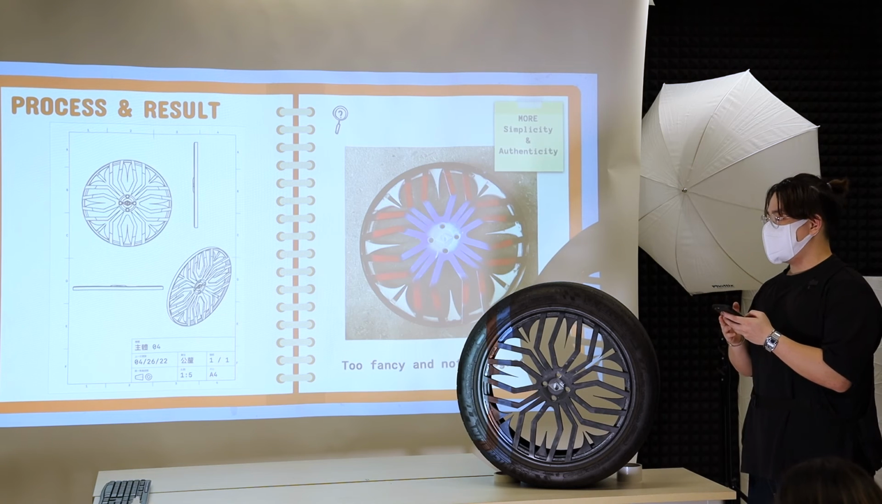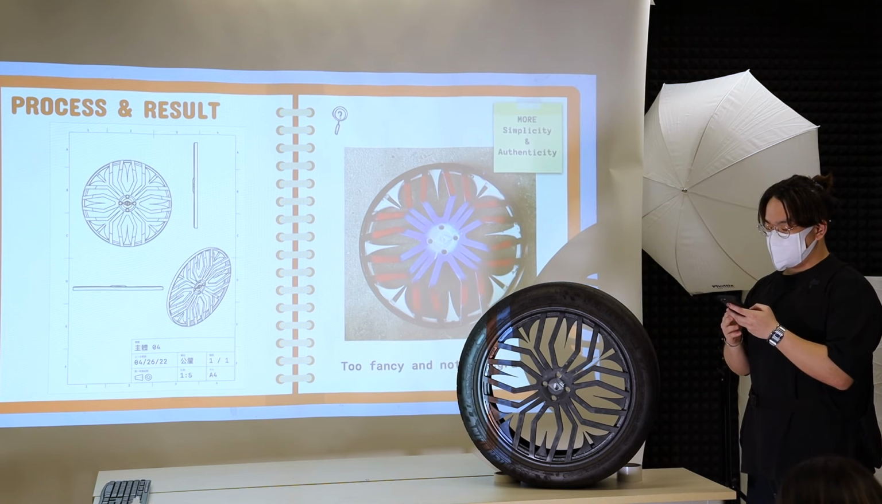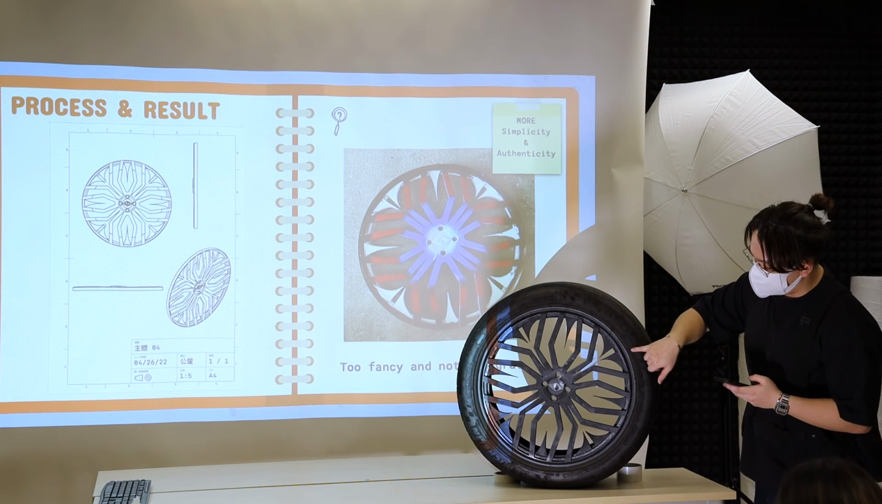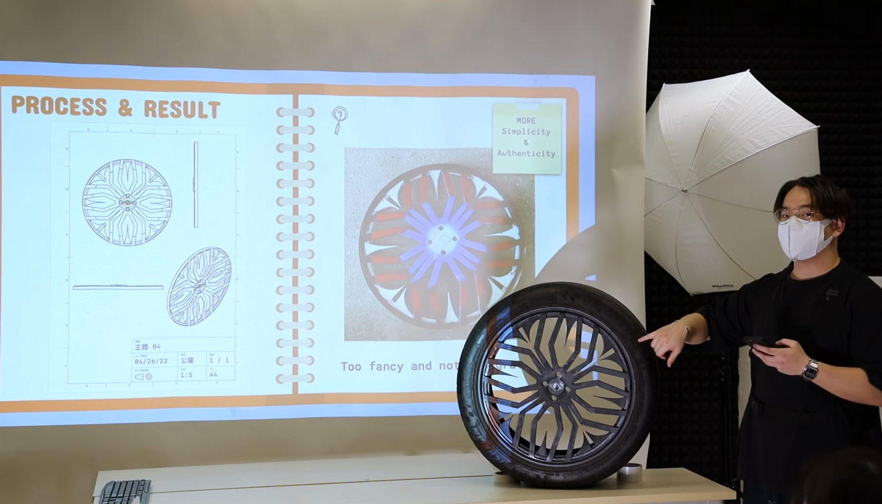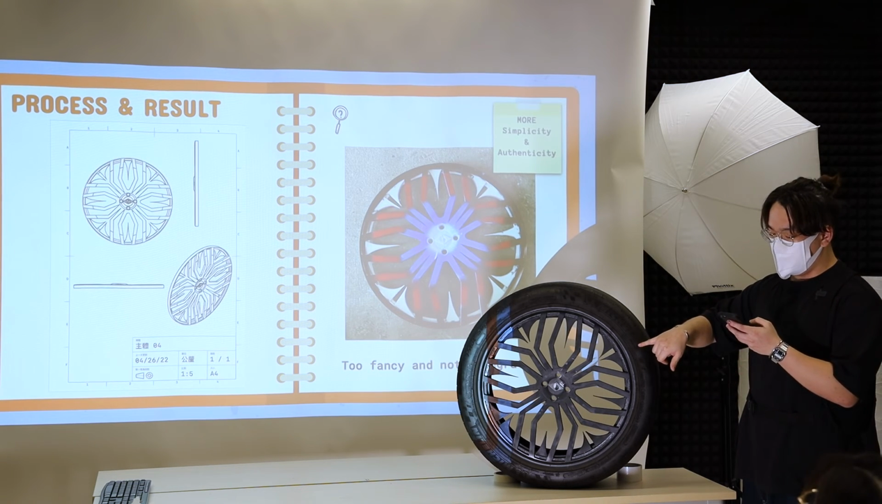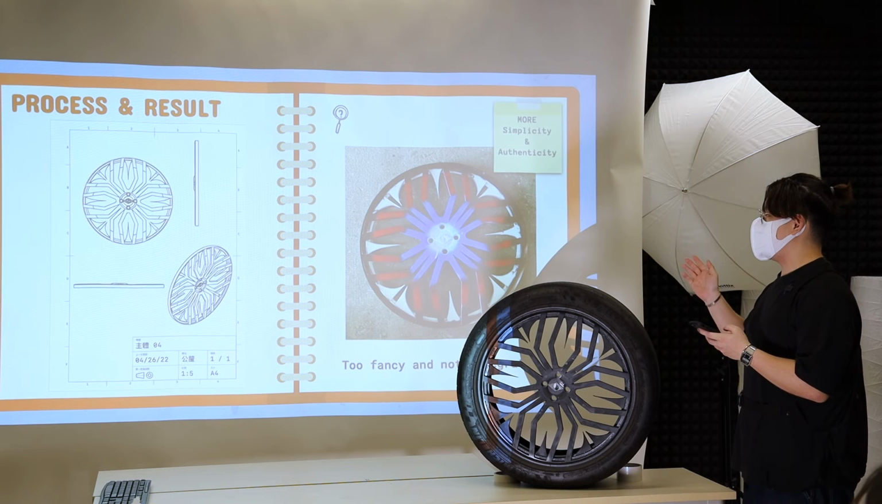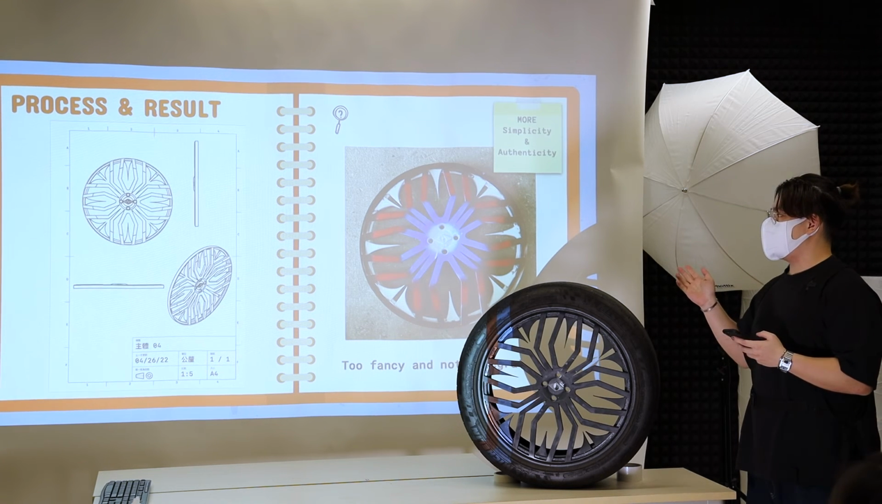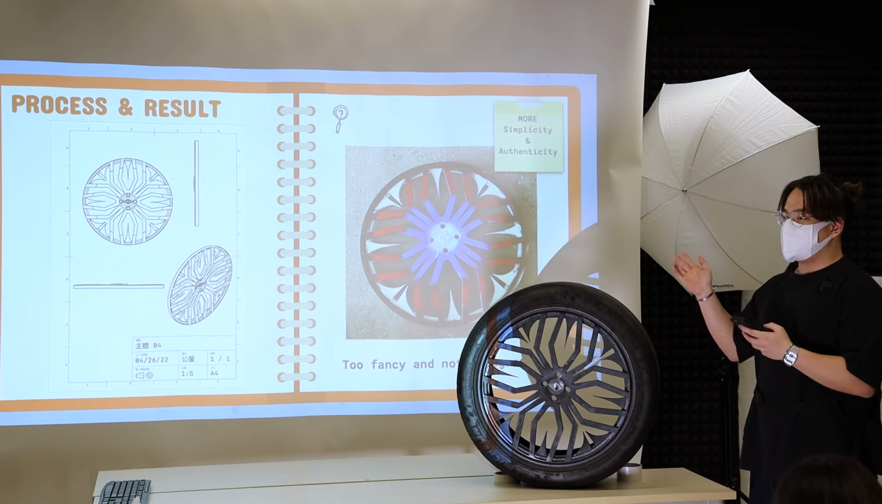For the process and result, it's like two spiders crossing each other, and the size of the triangles represents the teeth of the spider. I tried to maintain the color of Spider-Man, but in the result, I realized that it's too much color for the wheel.